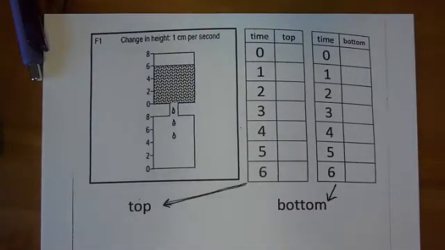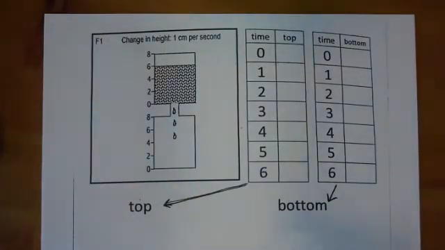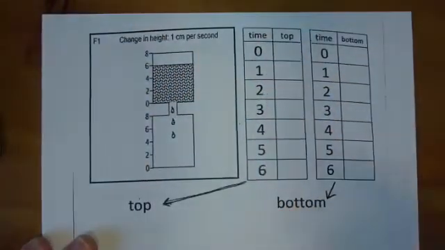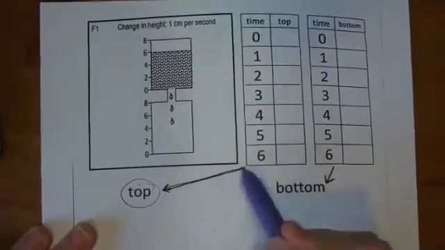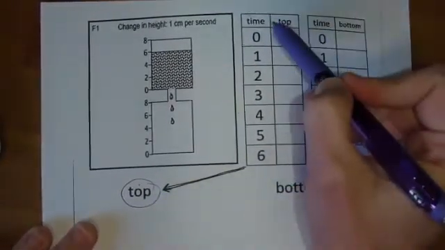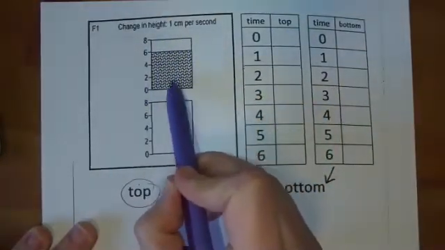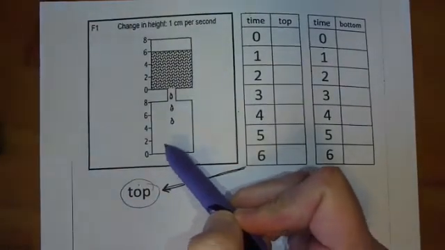Alrighty, so let's get started with our water tanks assignment. First of all, step one is to look at the two tanks and fill out the two tables. As you can see, this table goes with the top tank, which I know because of this arrow right here. This top tank is dripping water down into the bottom tank. The question is, how fast is it dripping water?